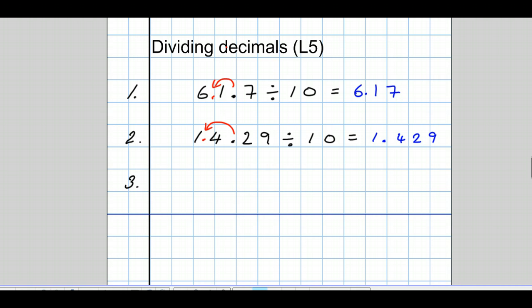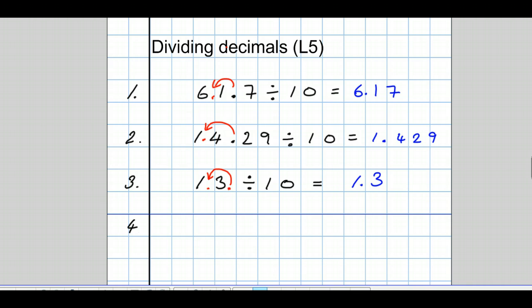Question 3. What about a number that doesn't have a decimal point, or doesn't appear to have a decimal point? Well, we remember that any whole number has a hidden decimal point on the extreme right. So we move that one place to the left, and there's my answer, 1.3.